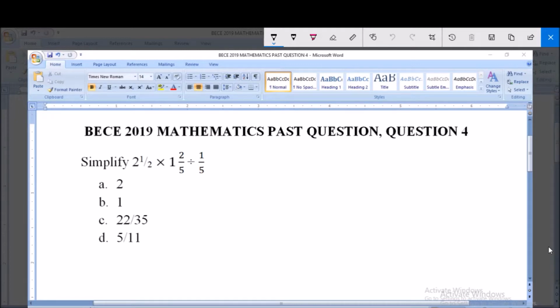These are fractions, and like we know, we have different types of fractions. We have the mixed number like this here. These 2 1/2 and 1 2/5 are mixed numbers, because they are made up of a whole number part and a fractional part. But this is a normal fraction. Now for us to continue with our simplification, we have to convert these mixed numbers to improper fractions. An improper fraction simply refers to a fraction whereby the numerator is larger than the denominator.